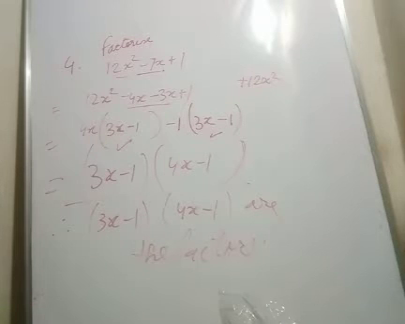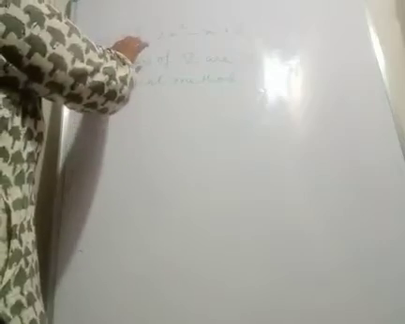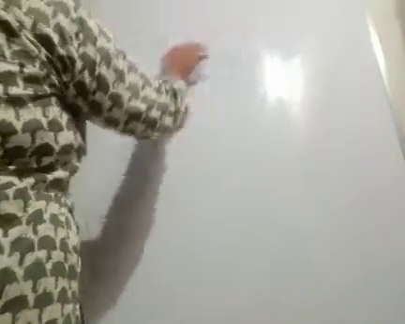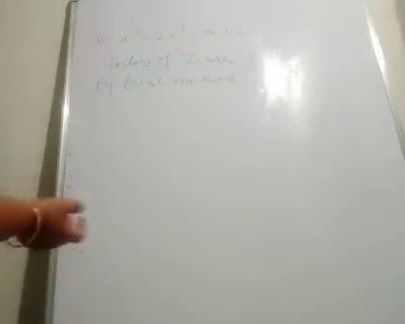Okay students, question number 5 is given. You have to factorize x cube minus 2x square minus x plus 2. How will you factorize this? This is a cubic polynomial, so splitting the middle term will not be appropriate. Then how will you factorize them?